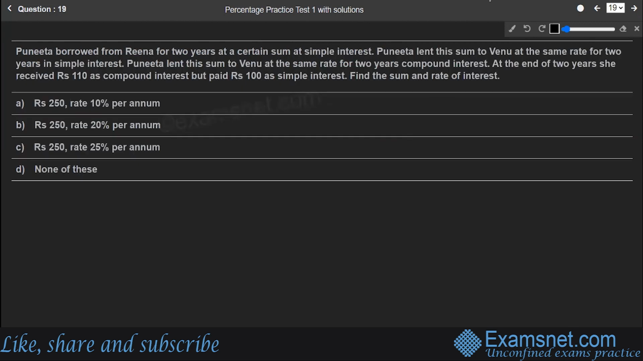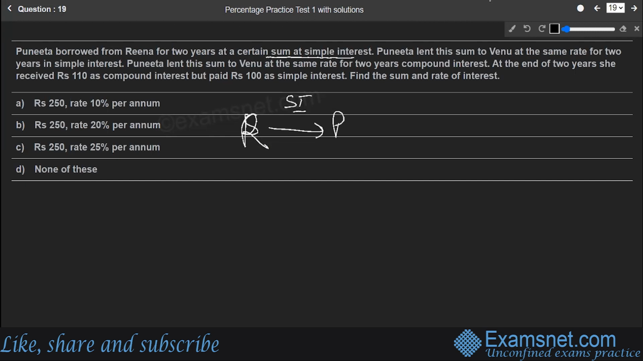Now, Punita borrowed from Reena for 2 years a certain sum at simple interest. Okay, so this is a sequence going on. Punita has borrowed from Reena. So there's Reena, and who has borrowed? Punita has borrowed from her a certain sum at simple interest. Okay, the interest has been simple here.